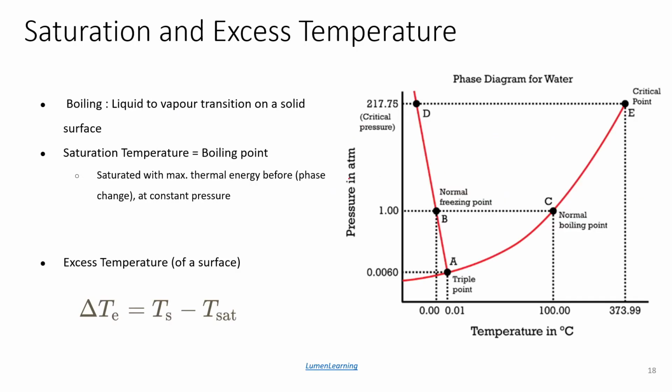So now we can start with the boiling mode of heat transfer. We define boiling as a liquid to vapor transition on a solid surface. Over here we need to have different phases, that is, a solid surface and the fluid over it. And once this solid surface is heated, or it is at a higher temperature, then we can say that boiling occurs.